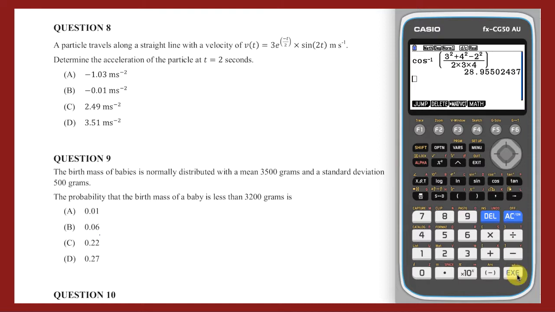Now this is done, open the Math menu by pressing F4 and choose the first derivative by pressing F4 again. Enter the velocity function exactly as it is written. Arrow right, enter the value of 2 and press execute. Our answer, rounded to 2 decimal places, is answer A.